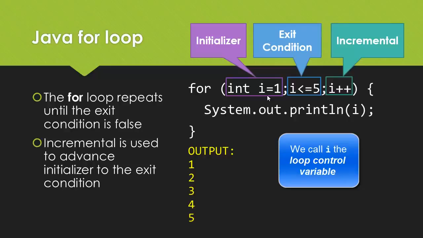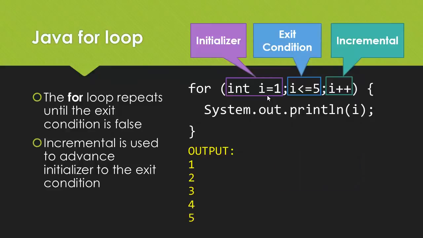That's going to initialize our variable. And then in the middle, we put our exit condition. This is a condition that when it's no longer true, the loop stops. And then in the last spot, we put the incremental, which is what we call our loop control variable. This is a variable that advances up in value until it reaches the exit condition.